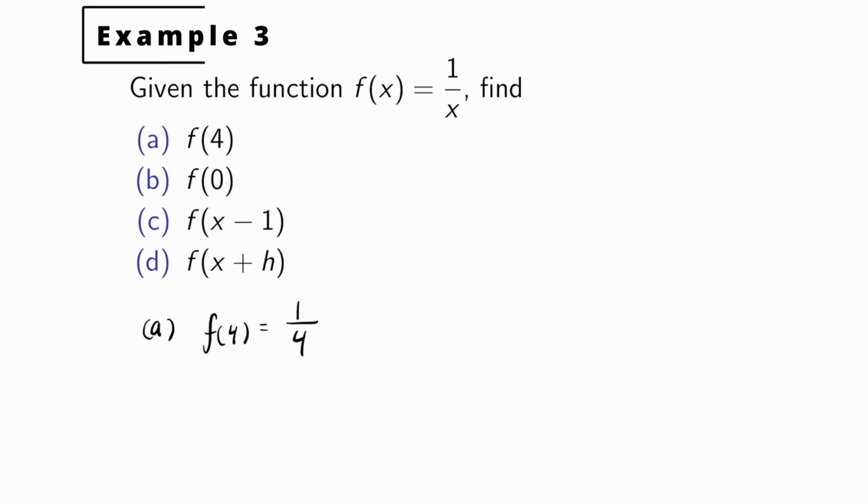Since, again, f of x equals 1 over x, you take the input value, right? What's the rule for f here? You take the input value and you do 1 divided by the input value. So in this case, 1 divided by 4 is 1/4.